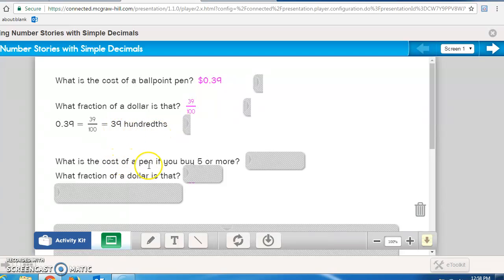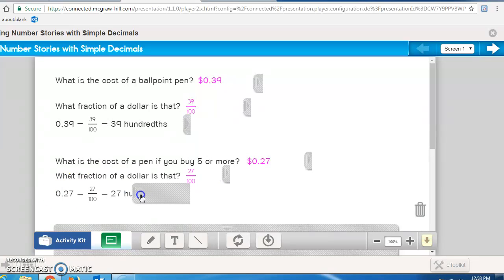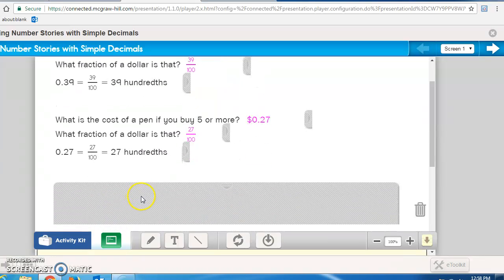So what is the cost of a pen if you buy 5 more? Well, if you're looking at your information, it says it'll cost 27 cents. So what fraction of a dollar is that? Well, you're using up 27 cents out of 100. So once again, remember that 27 hundredths equals 27 over 100, which is 27 hundredths.